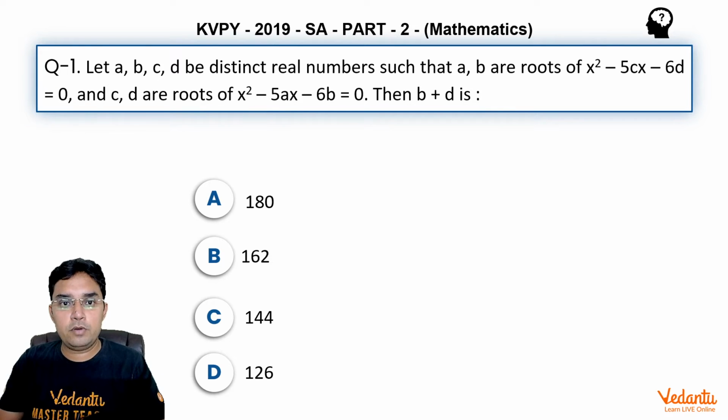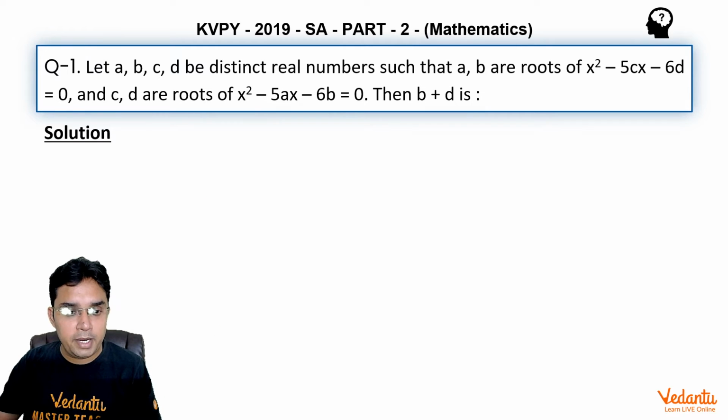We are discussing the paper of KVPY 2019 Essay stream. This is question number 1 of part 2 from the topic quadratic equation. The question says, let A, B, C, D be distinct real numbers such that A, B are roots of x square minus 5cx minus 6d equal to 0 and C, D are roots of x square minus 5ax minus 6b equal to 0, then B plus D is.